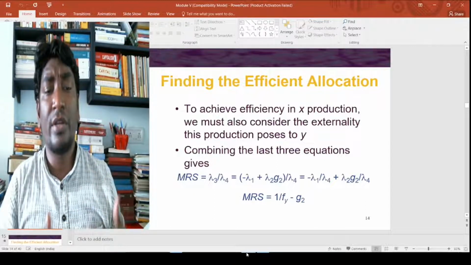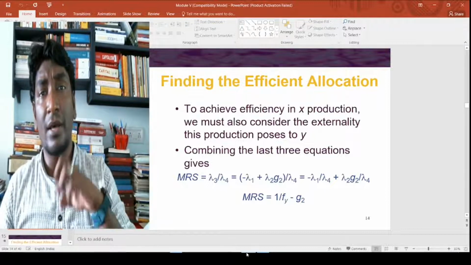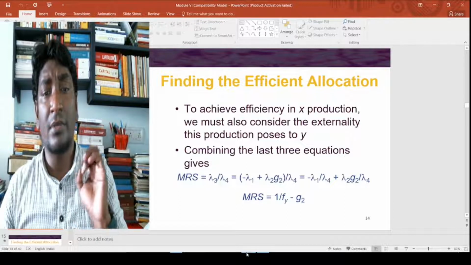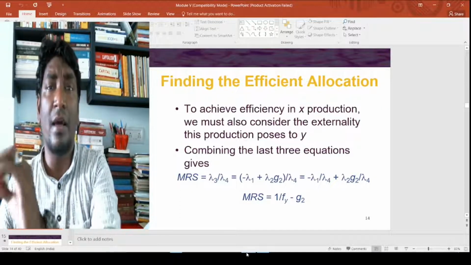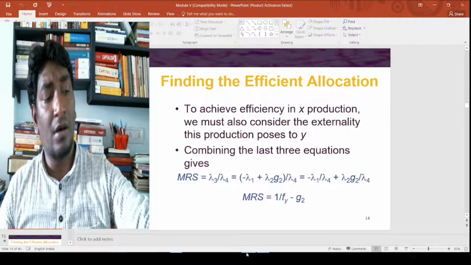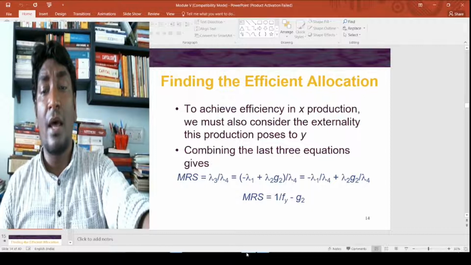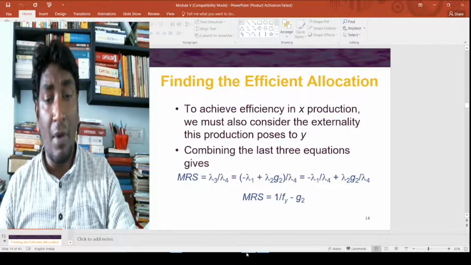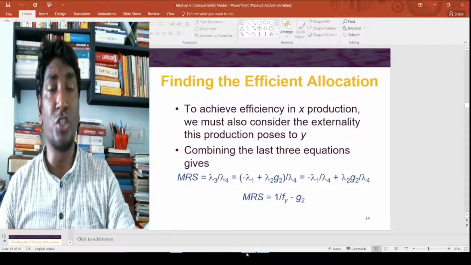Combining the last three equations gives you a marginal rate of substitution, which is nothing but lambda 3 by lambda 4, which is the inverse of lambda 1 plus lambda 2 G2, the whole divided by lambda 4, which is the inverse of lambda 1 by lambda 4 plus lambda 2 G2 by lambda 4. That is nothing but the marginal rate of substitution, 1 by f of y minus G2.